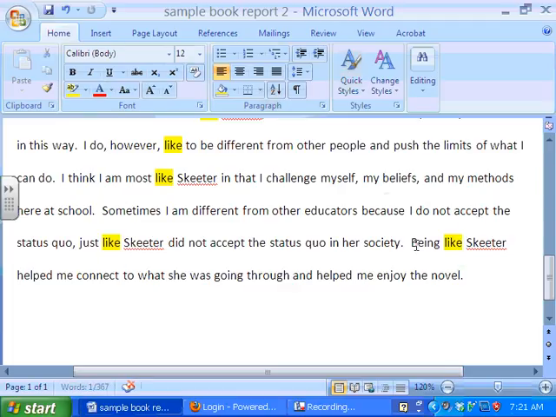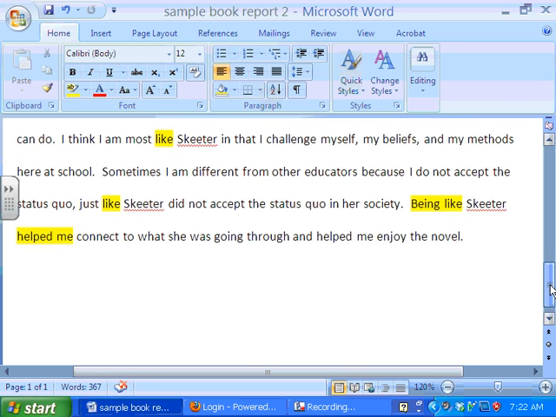And then here in the conclusion, you might say, being like whichever character you're talking about helped me in what way? That's an easy way to conclude that paragraph if that's the one you choose.